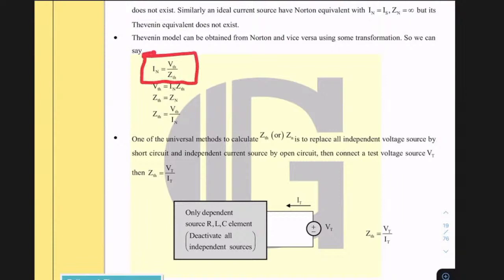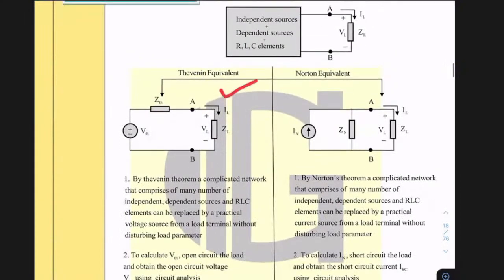And all of you should know that VTH, IN and ZTH are related by this formula, because we said one can be obtained from the other using source transformation. Here, if this is obtained from source transformation of this one, and I ask you what this IN is, then IN is VTH by ZTH. And what is ZN? ZN equals ZTH. So always remember, ZN, the Norton resistance, is equal to the Thevenin resistance. But the Thevenin voltage and Norton current can be related by this ZTH: IN is equal to VTH by ZTH, or VTH is equal to IN into ZTH.